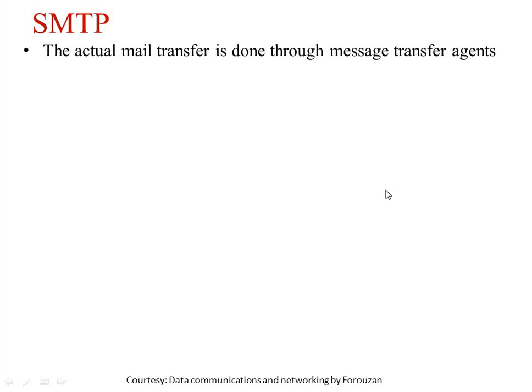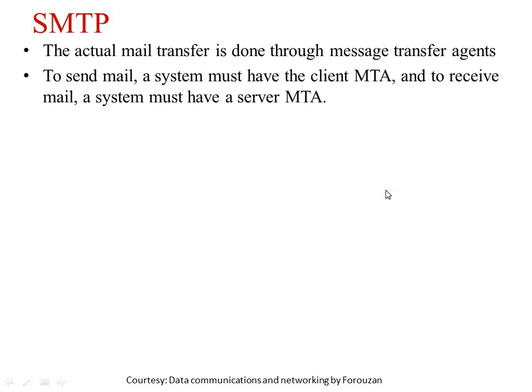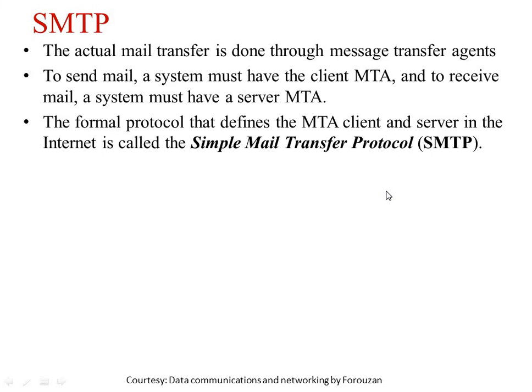Whenever you are transferring mail through a message, you will require a message transfer agent, which we have already seen in the previous lecture. So to send a mail, we will require an MTA at the client side as well as an MTA at the server side. A formal protocol that defines this MTA client and server in the internet is called the Simple Mail Transfer Protocol, or SMTP. So SMTP is the protocol associated with the MTA client and MTA server.